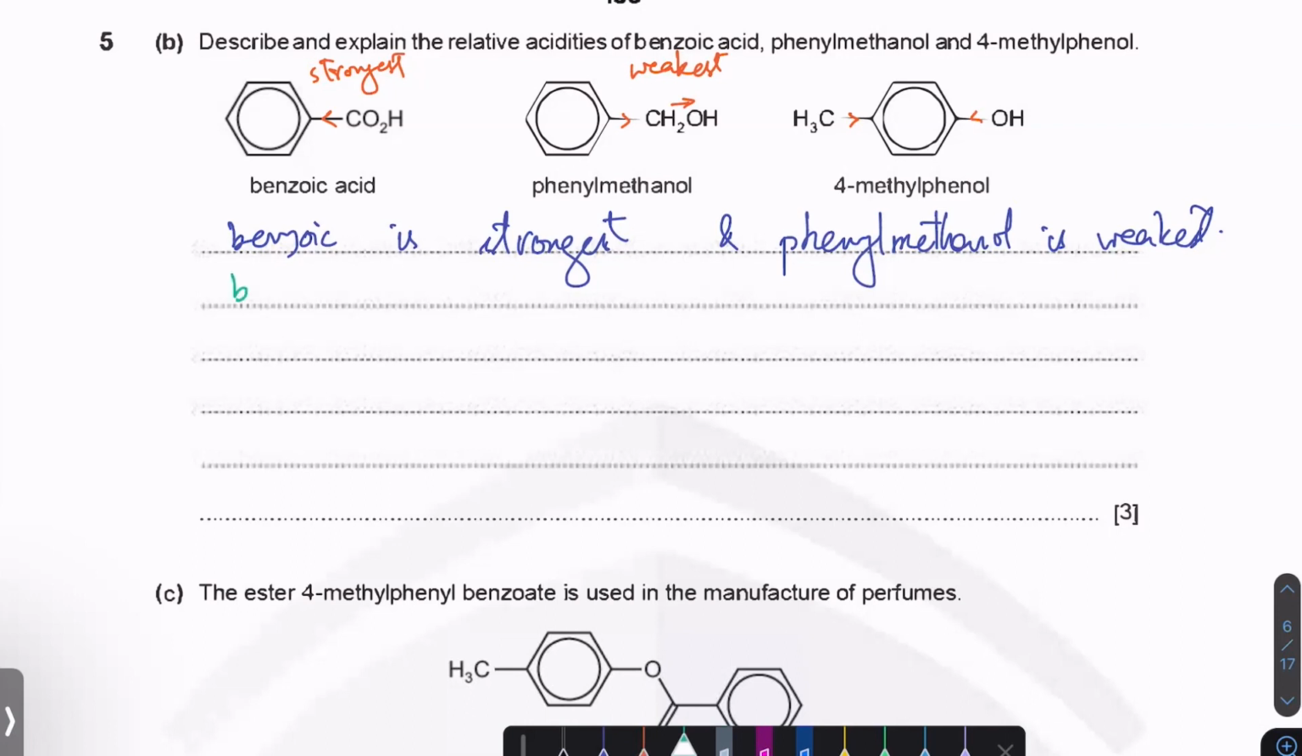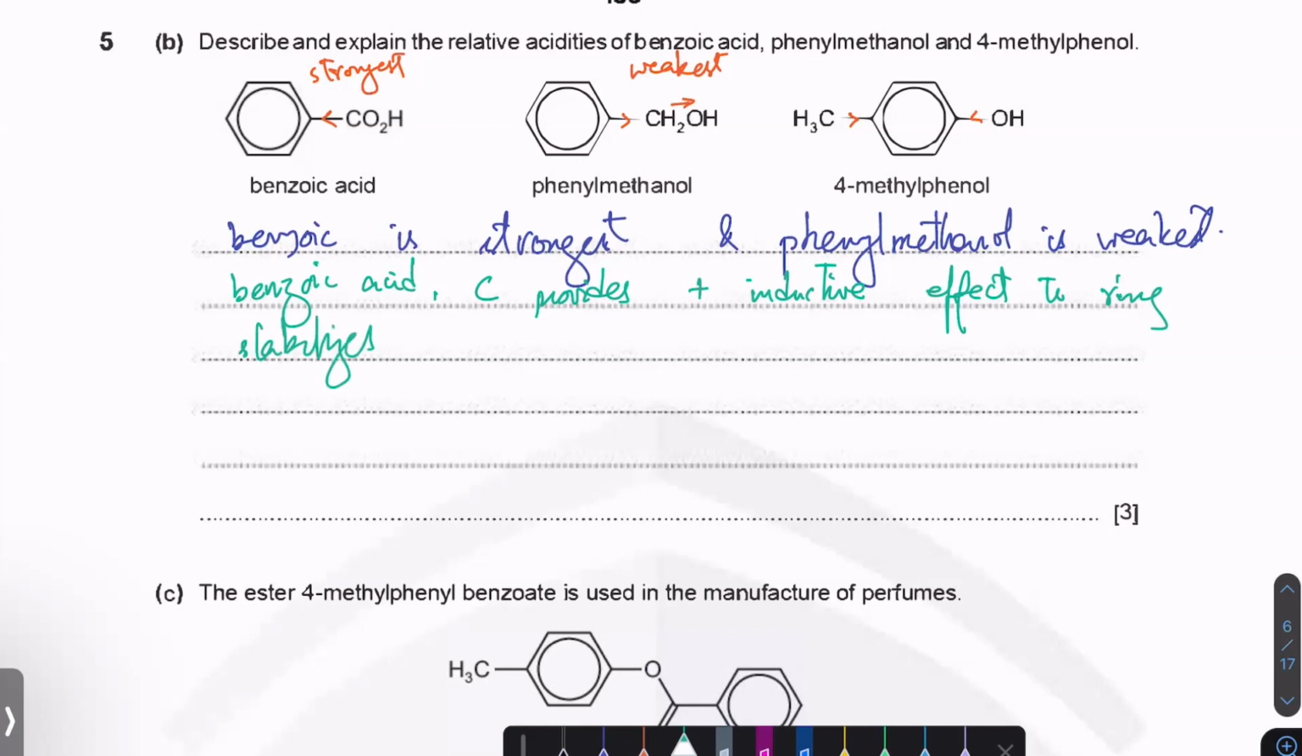So we'll say that in benzoic acid, the carbon provides positive inductive effect to ring, या benzene ring, that stabilizes the anion. And in phenyl methanol, the inductive effect of this carbon destabilizes the anion, which drives the equilibrium backwards. And in the case of this third one, because the methyl group is providing electrons, तो उसका impact इस O पे उतना ज़्यादा नहीं होता. We'll just describe it in our way.